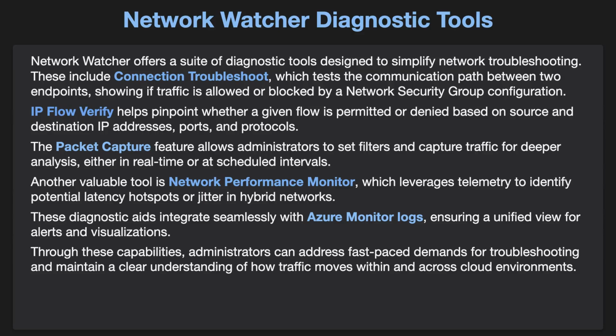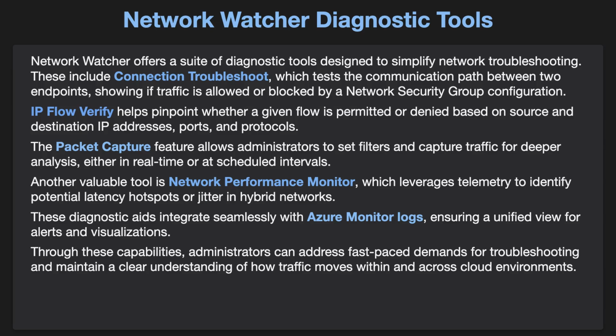Network Watcher offers a suite of diagnostic tools designed to simplify network troubleshooting. These include Connection Troubleshoot, which tests the communication path between two endpoints, showing if traffic is allowed or blocked by a network security group configuration. IP Flow Verify helps pinpoint whether a given flow is permitted or denied based on source and destination IP addresses, ports, and protocols. The Packet Capture feature allows administrators to set filters and capture traffic for deeper analysis, either in real time or at scheduled intervals.